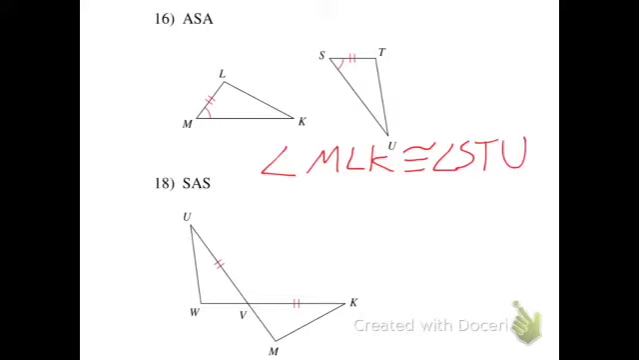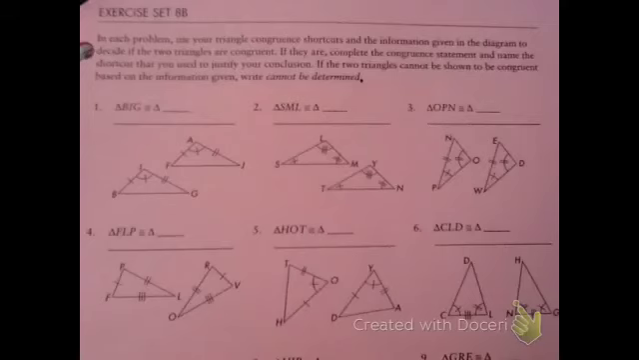And on 18, when you have side, angle, side, well, we know since these are vertical angles, that they are congruent. So we have side, angle, we need to get this side. We have side, angle, we need to get that side. And so those are the two sides we need. We need side WV to be congruent to side MV. And that's it for that one.